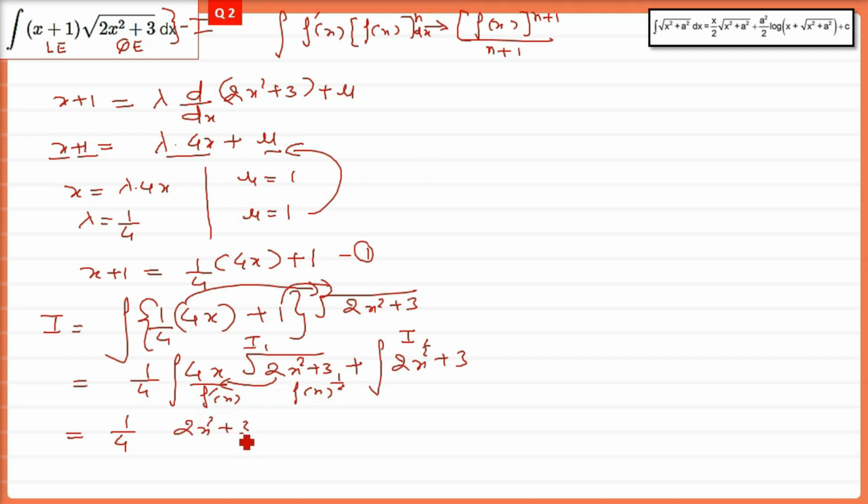So I'm writing the direct result: fx to the power n plus 1, that is 2x square plus 3 to the power n plus 1, which is 1 plus half, which is 3 by 2, and the denominator is 3 by 2. Now this 3 by 2 goes up, it will become 2 by 3. 2 gets cancelled out, we have 1 by 6. So the I1, which is the left part of I, is 1 by 6, 2x square plus 3 raised to the power 3 by 2.